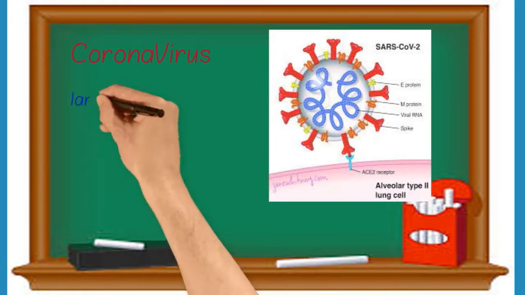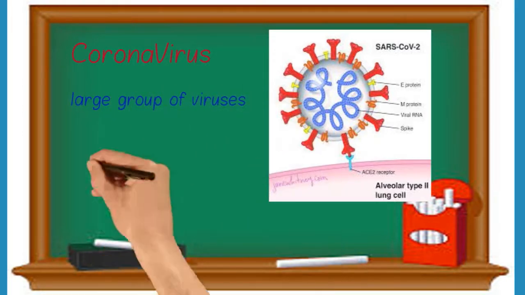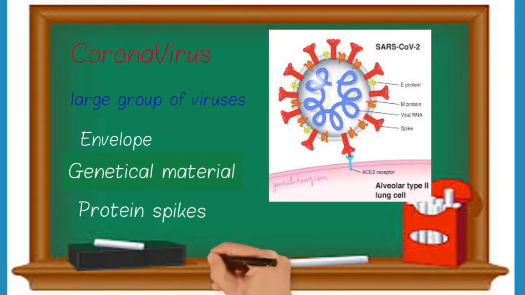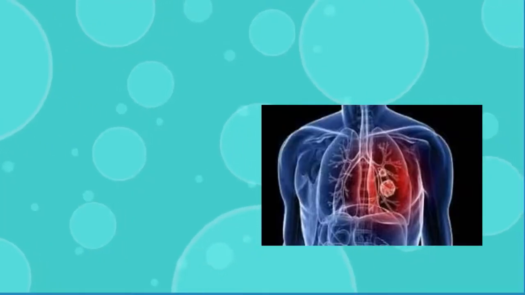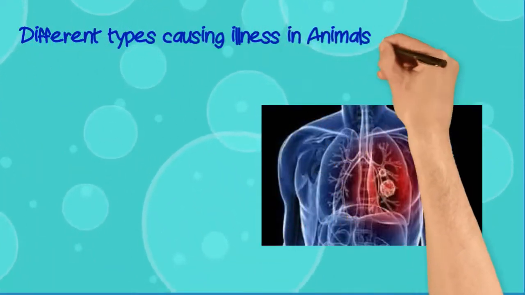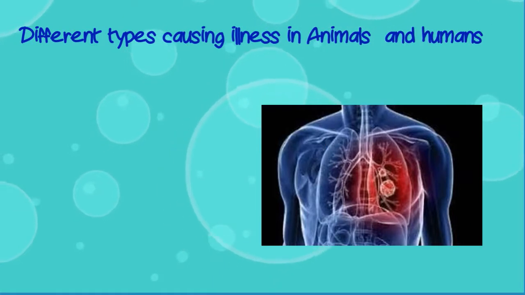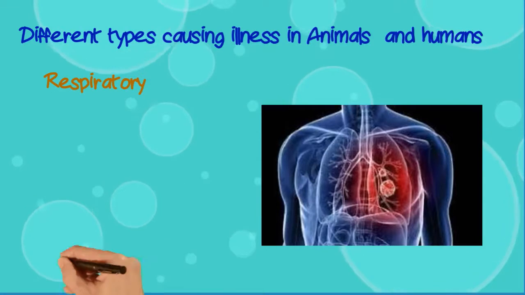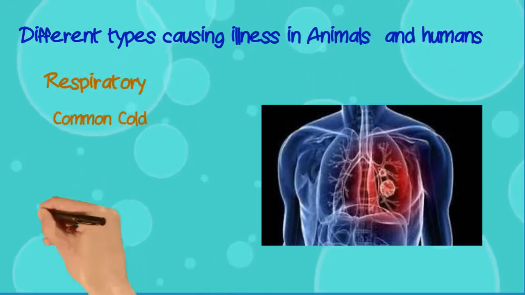Coronavirus is a large group of viruses that has a lipid envelope and genetic material. It is surrounded by protein and spikes that make it look like a crown. Crown in Latin means corona. This is why it has its name. Coronavirus can cause different types of illness in animals and humans. In humans, it can cause a respiratory disease. This can go from a common cold to the most severe disease.